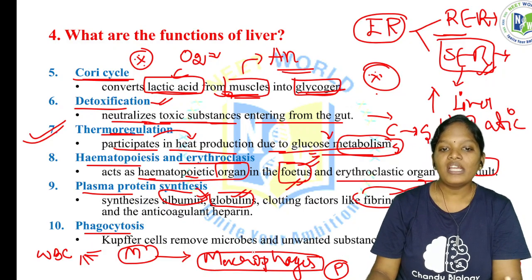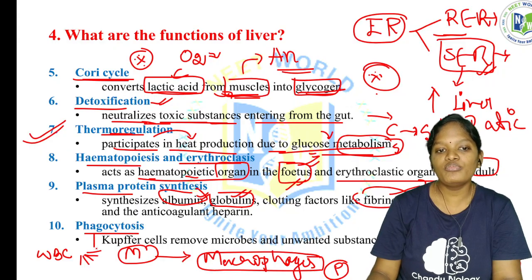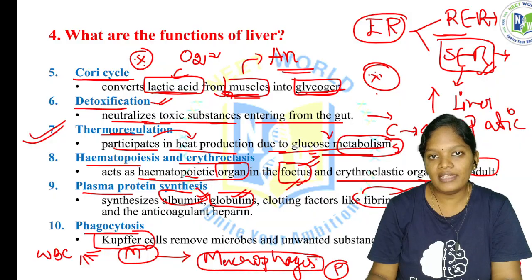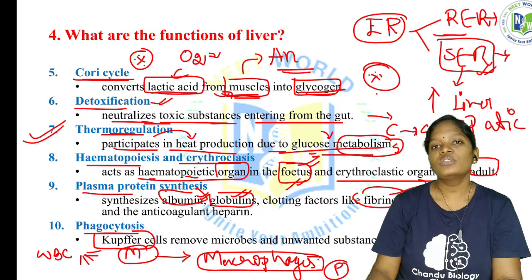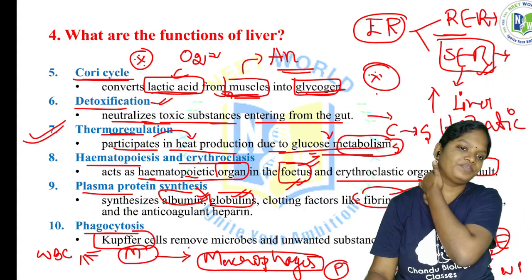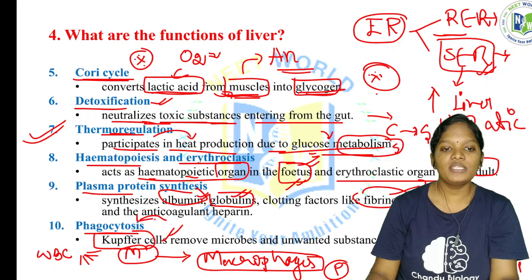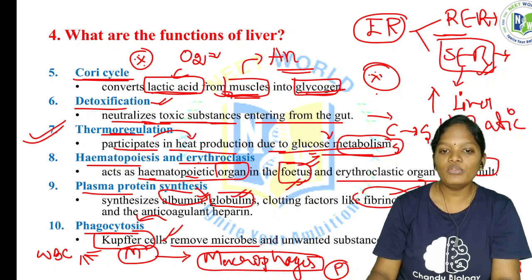If macrophages are present in the liver, we call them Kupffer cells. If present in the lungs, they are called alveolar macrophages. If present in the brain, we call them microglial cells. So Kupffer cells are nothing but macrophages responsible for the phagocytosis process. They are the ones removing the microbes and unwanted substances.